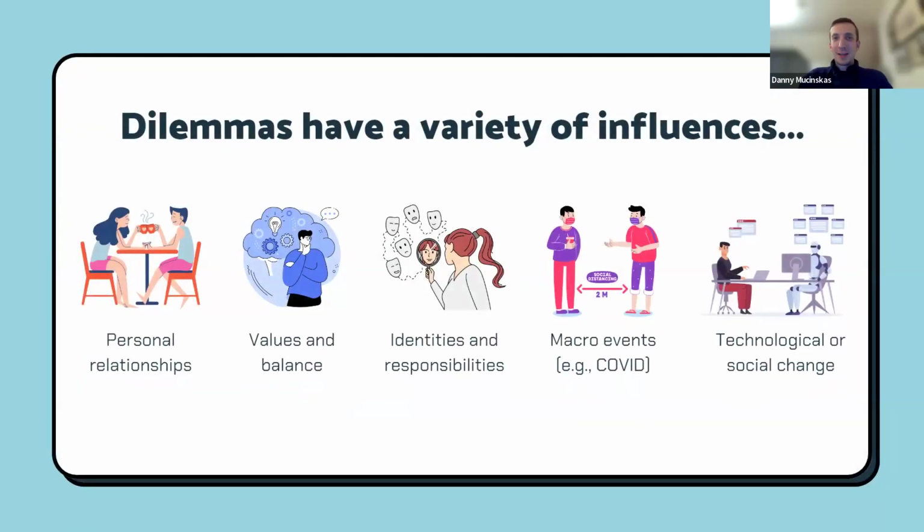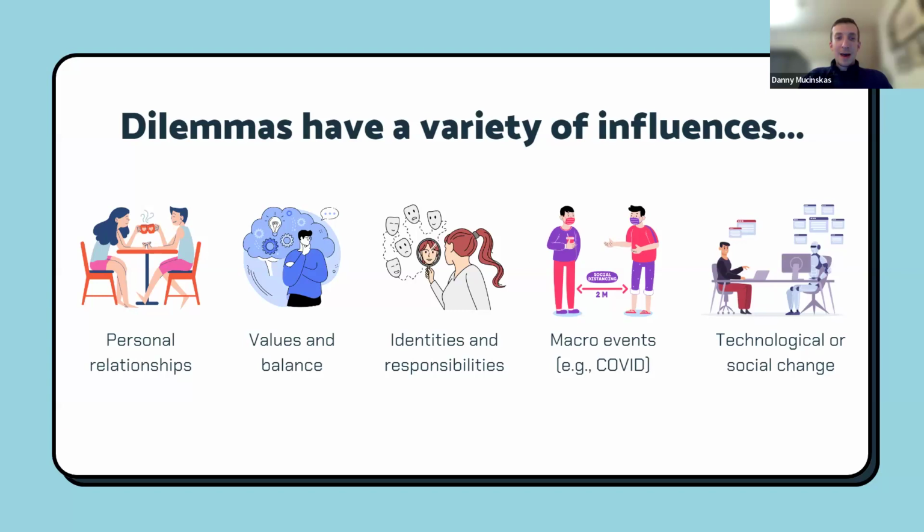Dilemmas have a variety of influences or causes. There could be any number of factors involved in what's causing a dilemma for any particular person. These are maybe some of the most common. So first, personal relationships. That could be relationships with colleagues, with friends, with family members. As we navigate those relationships, there might be tricky situations that come up. A lot of dilemmas are about relationships, and how people relate to one another.